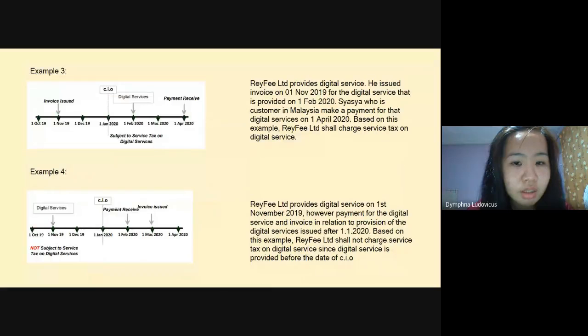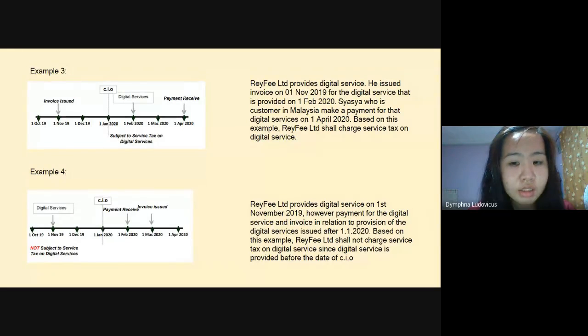Next slide. So example 3 is Residing Limited issued an invoice on the 1st of November 2019 for a service that should be provided next year, which is the 1st of February 2020. Shasha paid the amount on the 1st of April 2020, which is also next year. So Residing Limited shall charge the service tax on her.